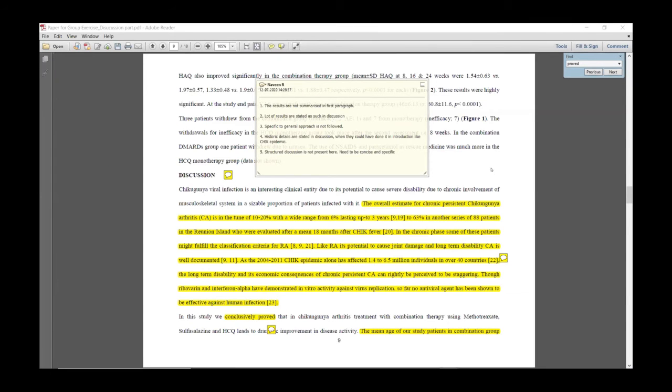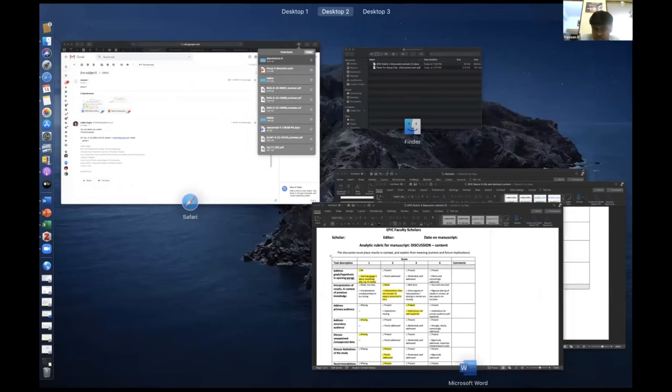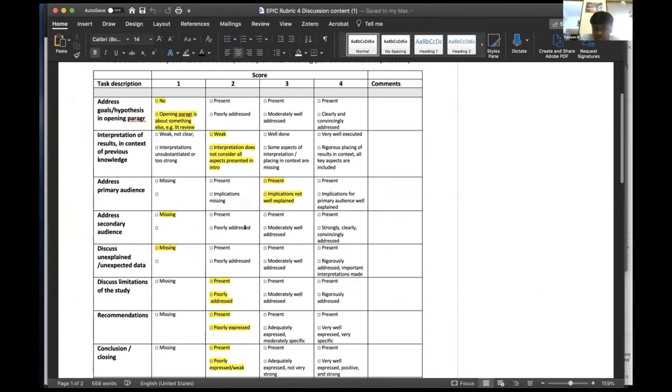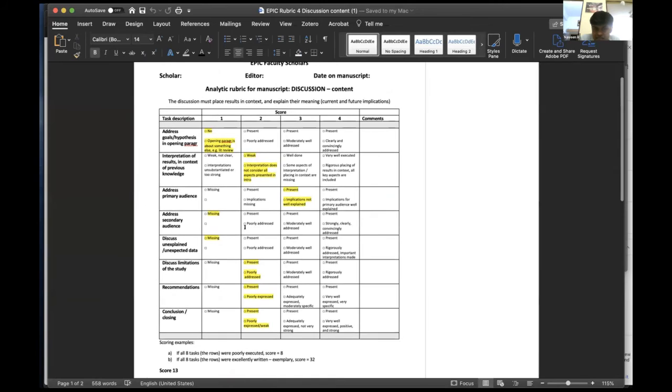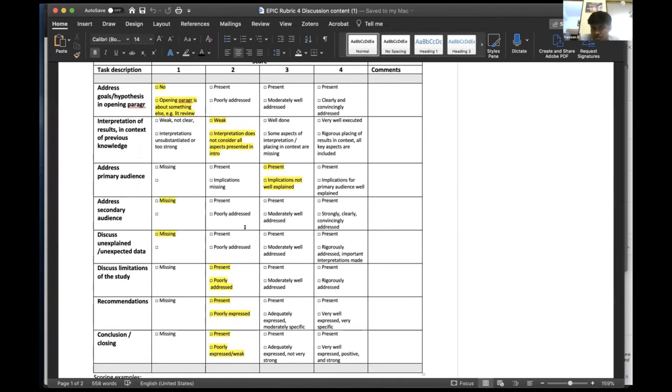Okay. Thank you. Good evening, everyone. I'll be discussing the discussion part. What I found is the results are not summarized in the first paragraph. Usually, the first paragraph summarizes the primary objectives and the results which we have got. Then a lot of results are stated as such in the discussion. The usual approach followed in discussion, specific to general, is not seen here. Certain historic details are stated as such here, like the 2004 to 2011 chikungunya epidemic alone has affected 1.4 to 6.5. These are not needed even in the introduction part first. So the structured discussion is not seen.